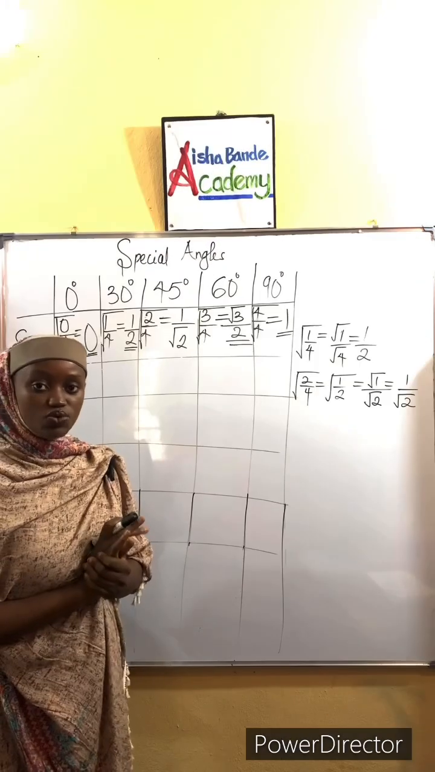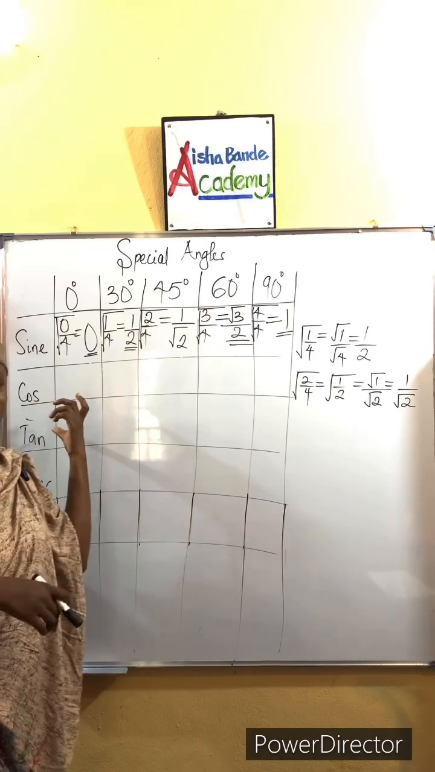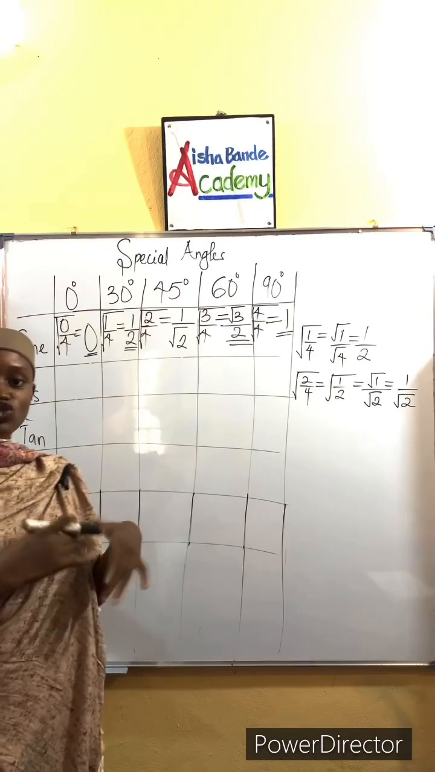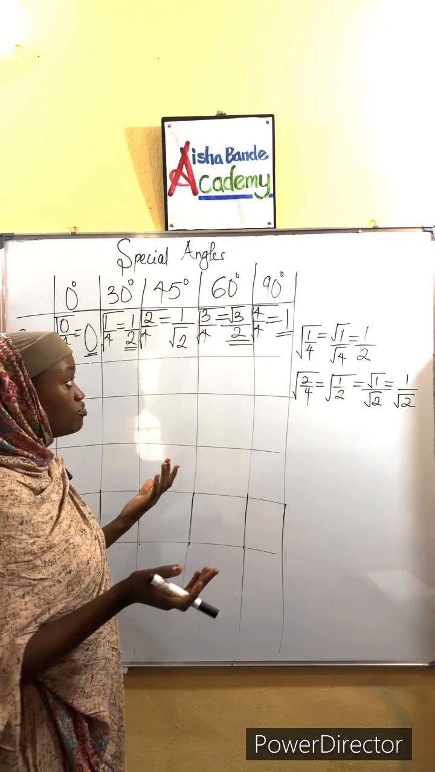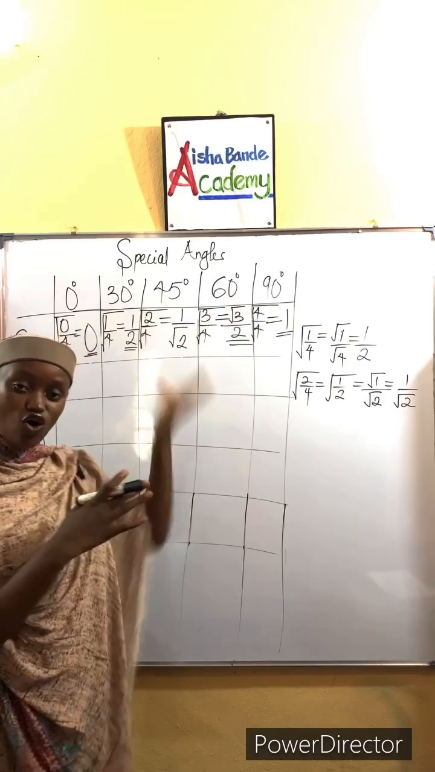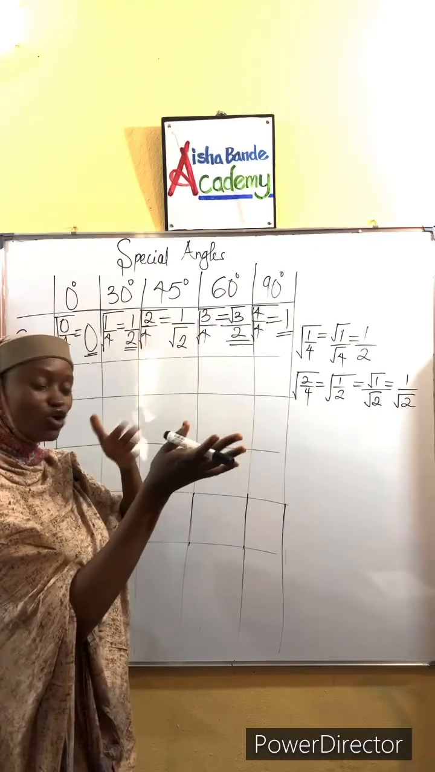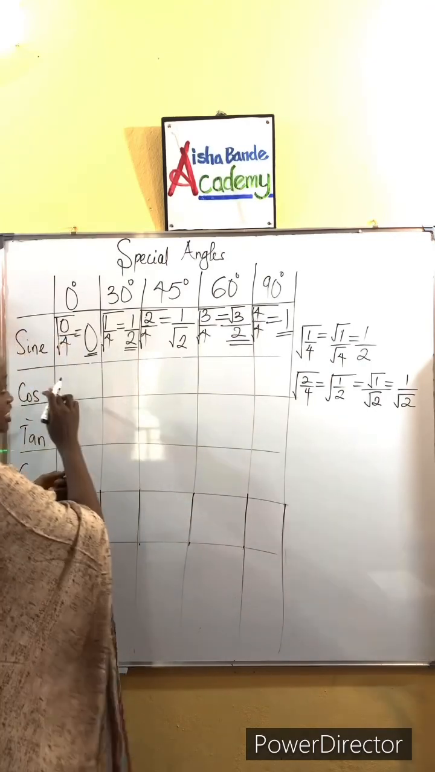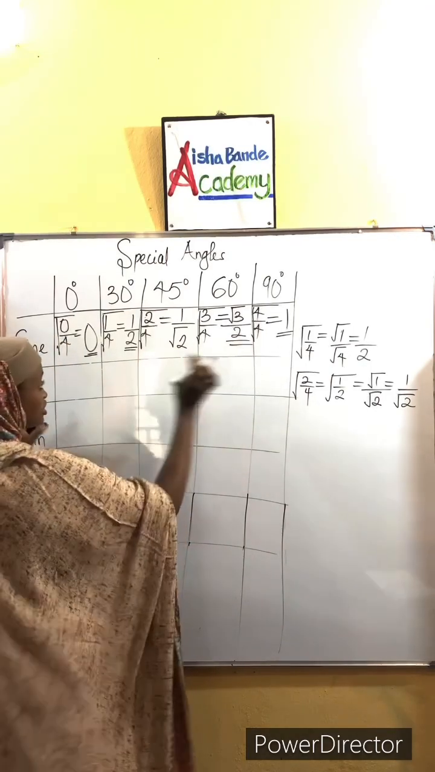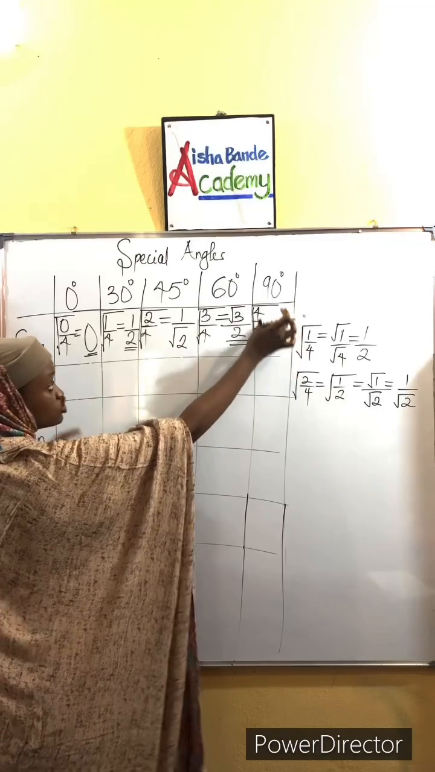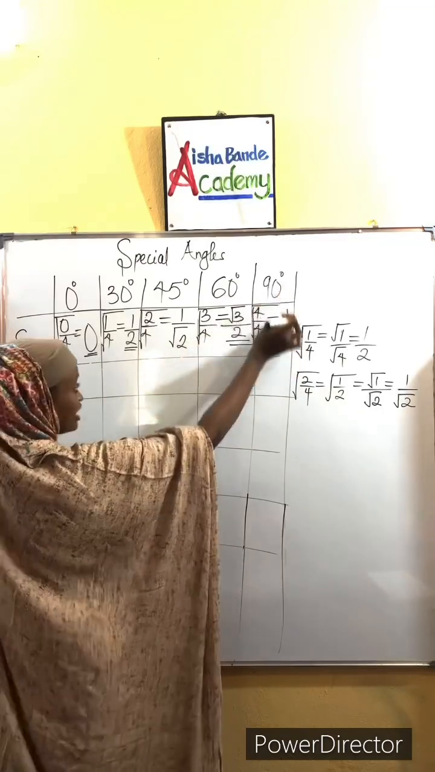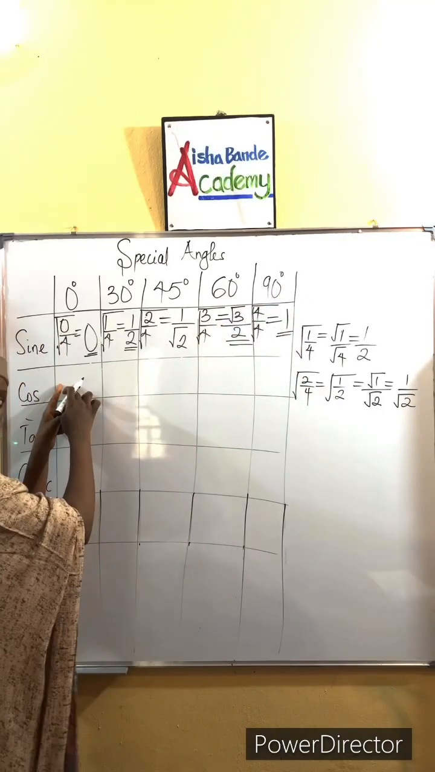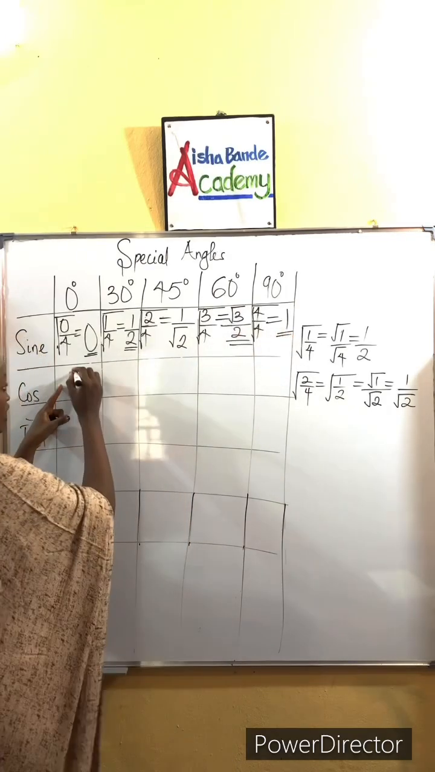Let's move on to the next one, which is cos. For cos, to get the angles, all we need to do is to take the mirror image of the answers of sine. So as you can see, the mirror image of sine here means that cos 90 is the same thing as cos 0. So the answer here we have is 1.